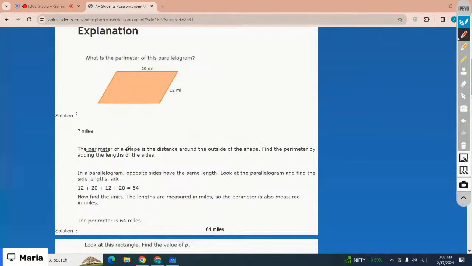So you can find the perimeter just by adding all the four side lengths. So that would be 12 plus 12 plus 20 plus 20. And the perimeter is 64 miles. The correct option is 64 miles, right? So the perimeter of the shape is the distance around the outside of the shape, and for the perimeter you have to add all the four side lengths, right? Let's just start with the test questions.